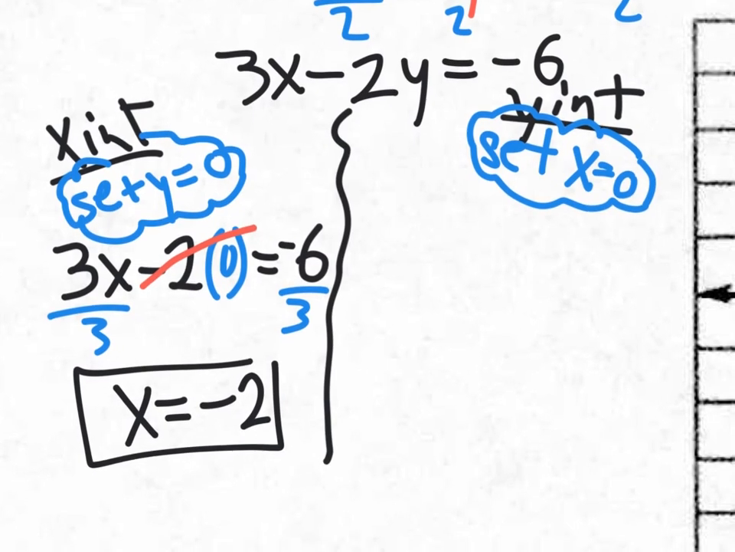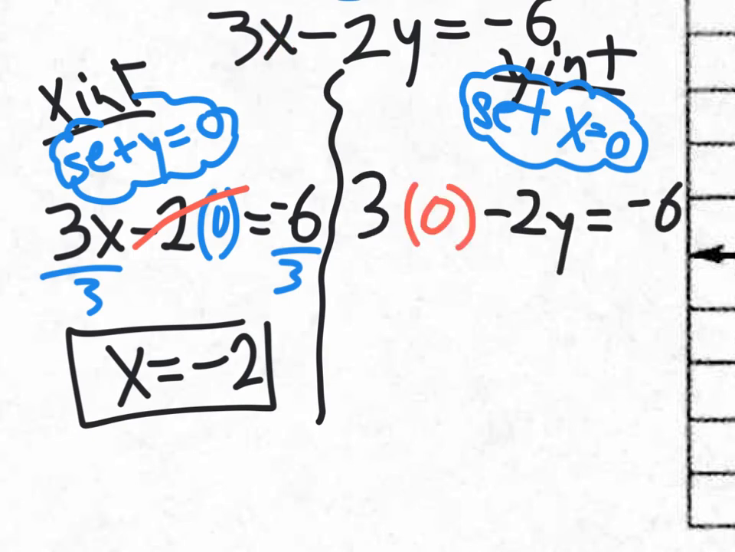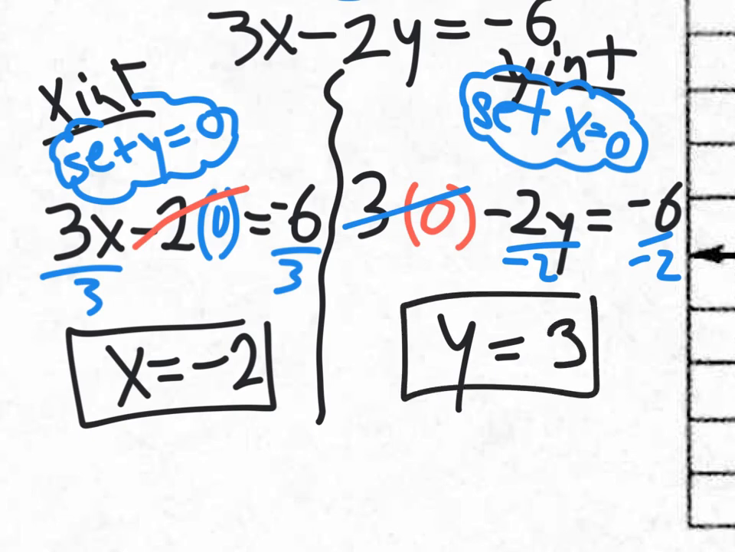Now let me find the y-intercept. For the y-intercept, we're going to set x equal to 0. So this guy right here is going to become a 0. And 3 times 0, as you can see right there, it's red, cancels out. You'll have negative 2y equals negative 6. Let's divide by negative 2, divide by negative 2. So you will have y equals positive 3. Once again, this is telling us where it's going to cross the y-axis at the value of 3.